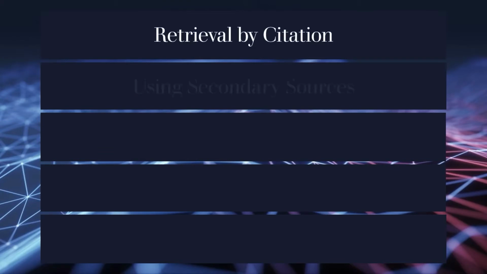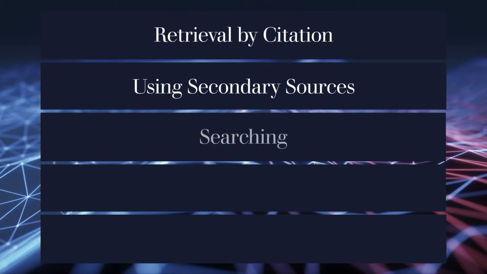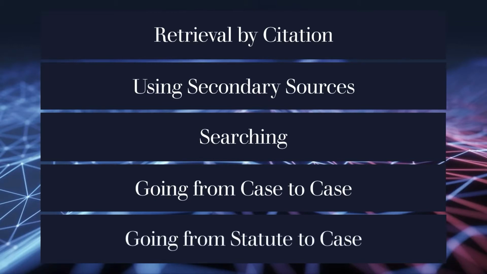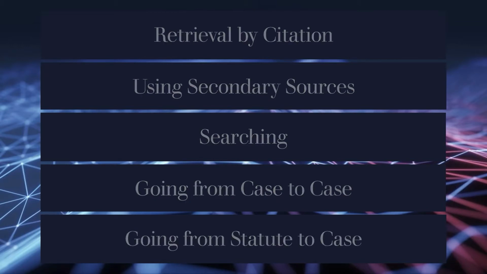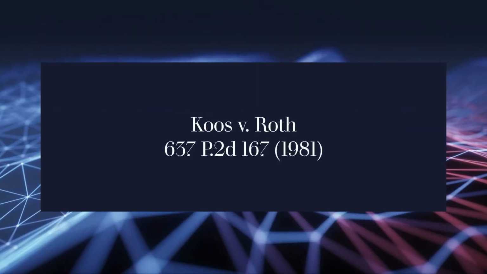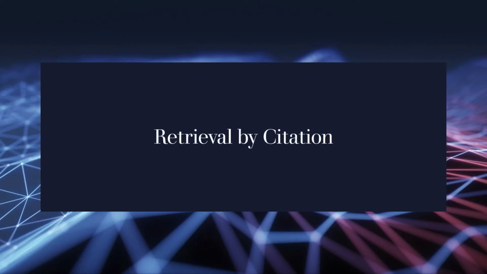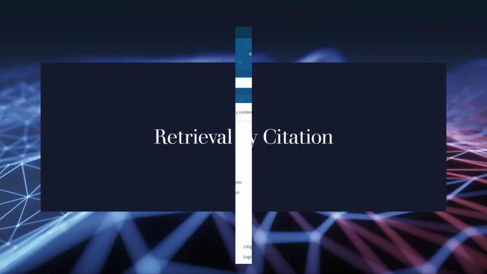We'll look at 5 broad types of case research approaches: retrieval by citation, using secondary sources, searching, going from case to case, and going from statute to case. We'll look at how you might apply these different approaches to find this case we looked at in the previous video, Coos v. Roth.